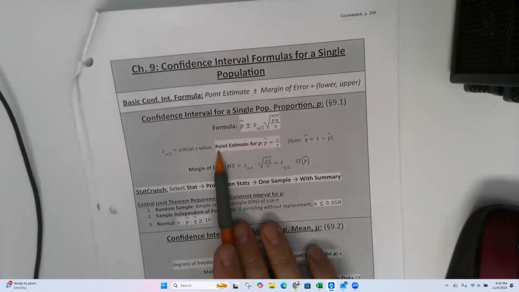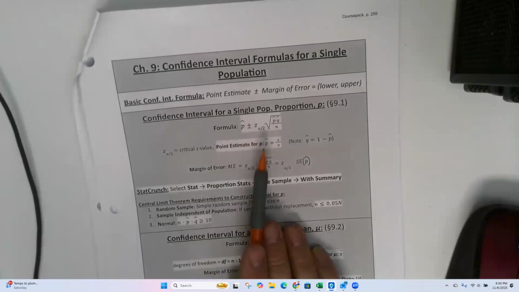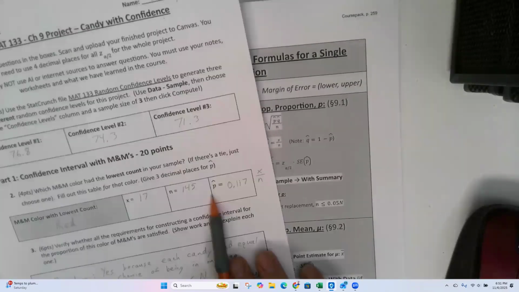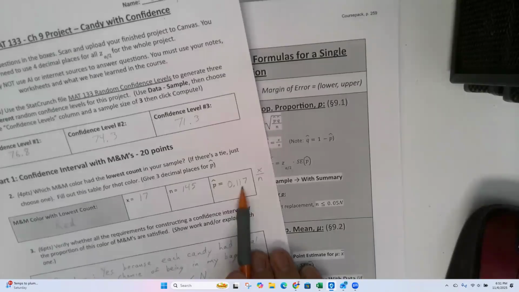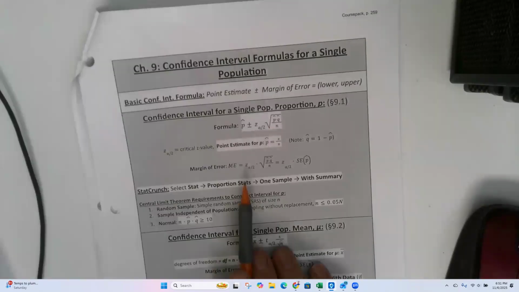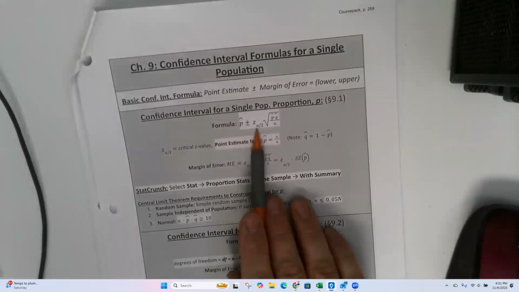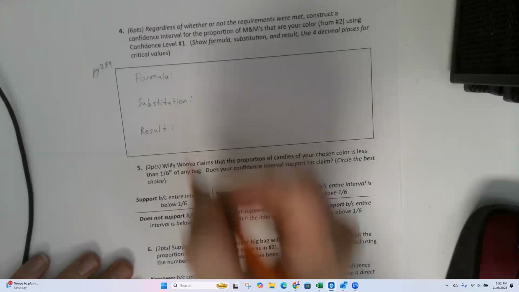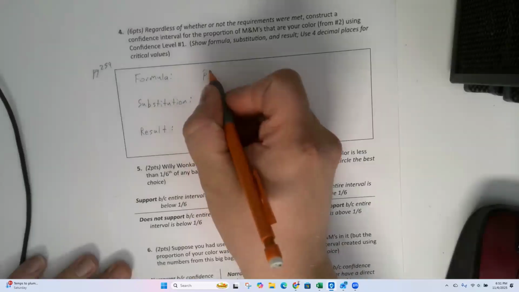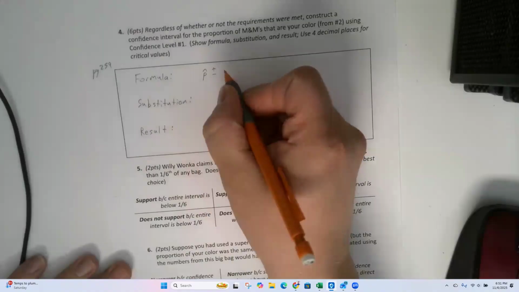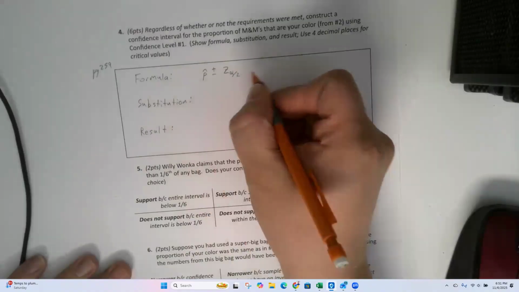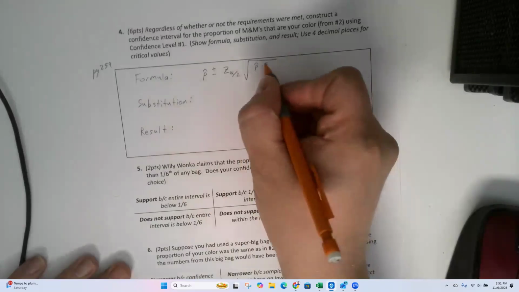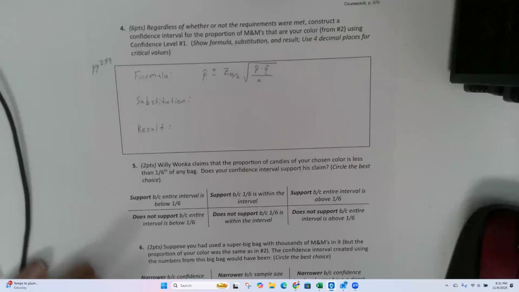Basically what we're doing is we have a point estimate for p. We're estimating that the true p-value is p hat, 11%, okay? But we're off by a bit. We're off by what's called the margin of error. So margin of error is all this extra stuff over here. Okay. So our formula is p hat plus or minus z alpha over 2, big square root, p hat, q hat over n. Okay.